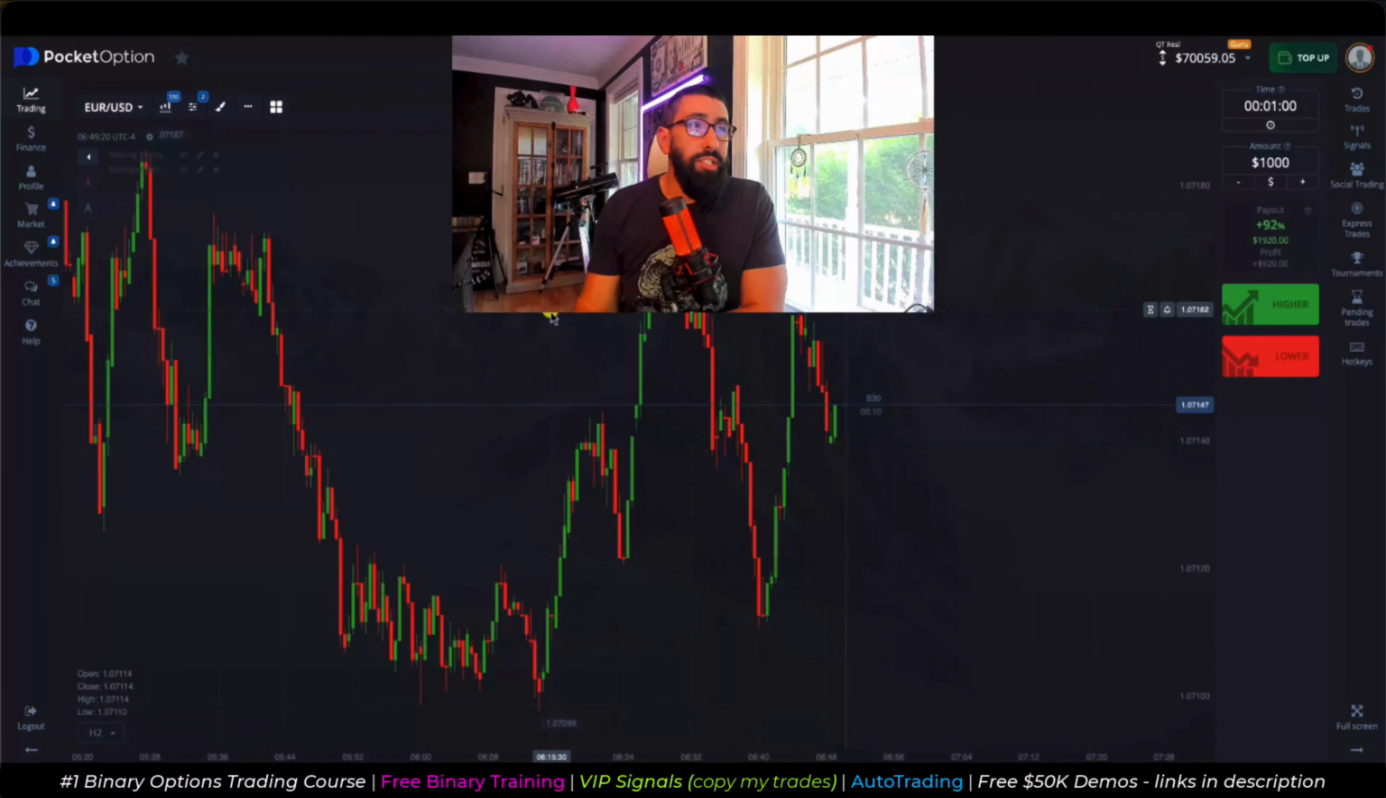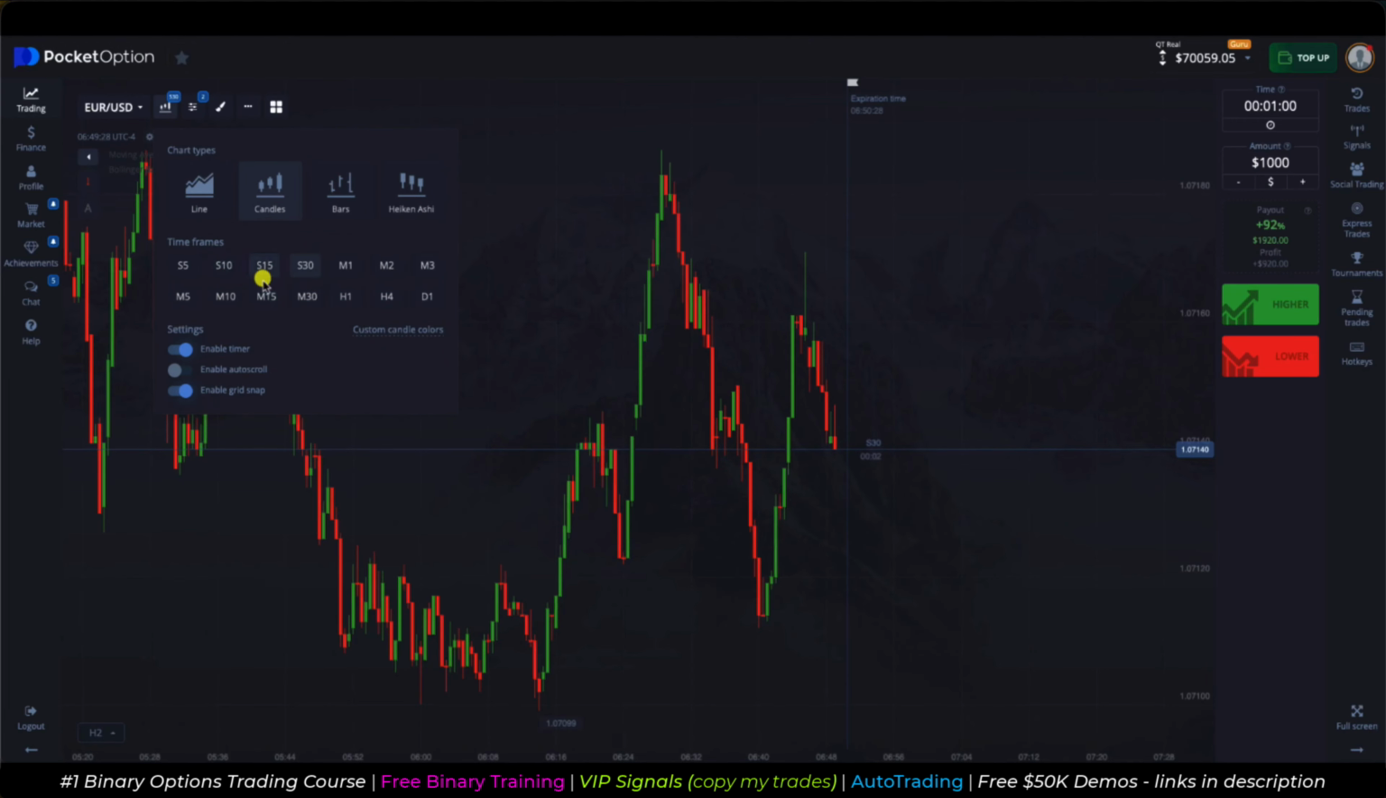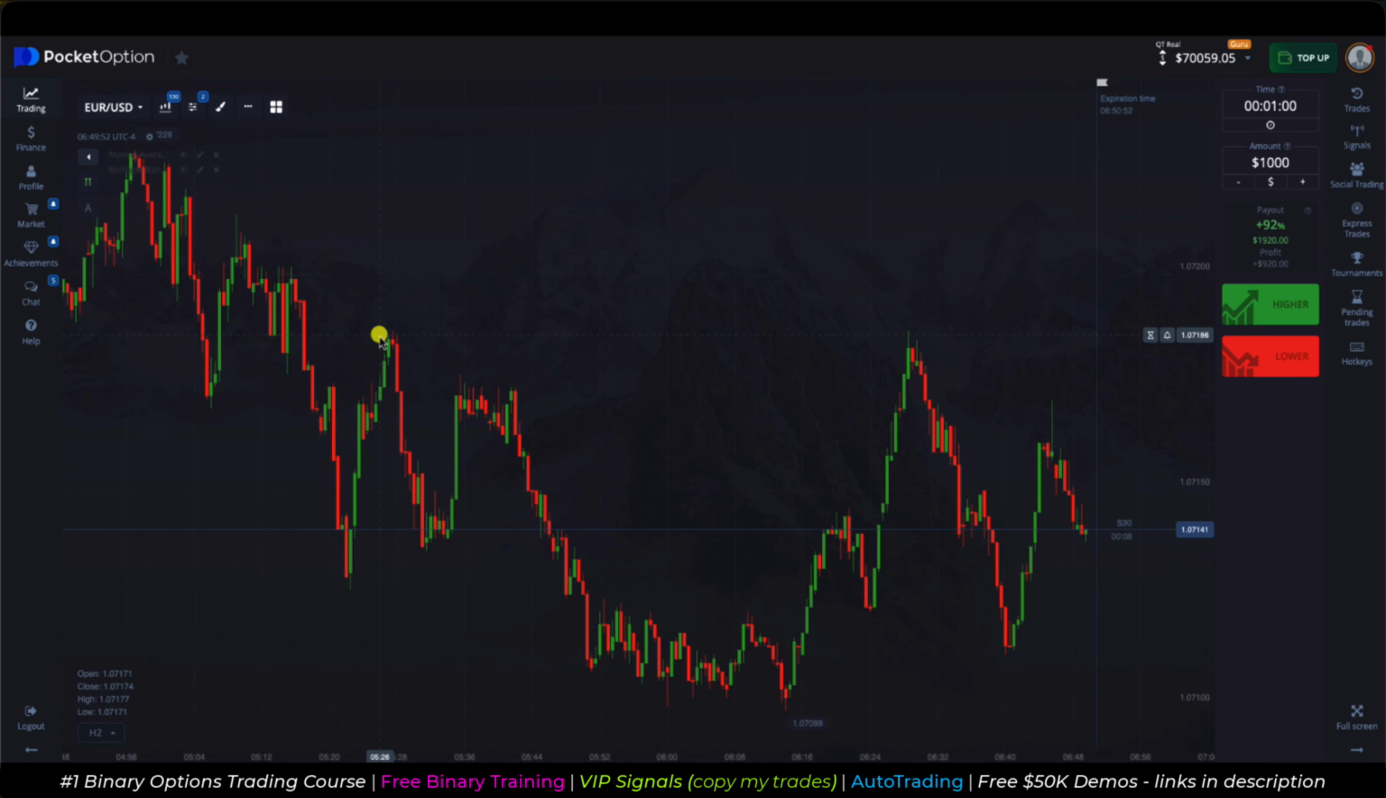Now, personally, I like to use this strategy on the 30-second time frame or the 1-minute time frame. So to adjust this, come here to the chart tab, and under time frames, you can either select S30 for a 30-second time frame or M1 for a 1-minute time frame. During our live session, we used the 30-second time frame. So because we were on the 30-second time frame, we targeted 1-minute expirations.